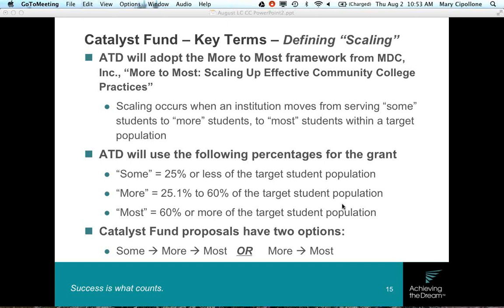A college may currently be serving between 25.1% and most of the target population. Finally, there may be colleges that have interventions already serving most students in a target demographic, and that are proposing to scale an intervention outside of their institution. This leads us to the next slide, where I'll go over inter- and intra-institution scale.